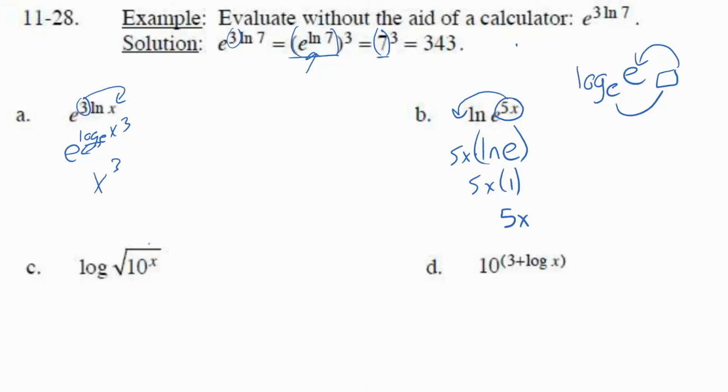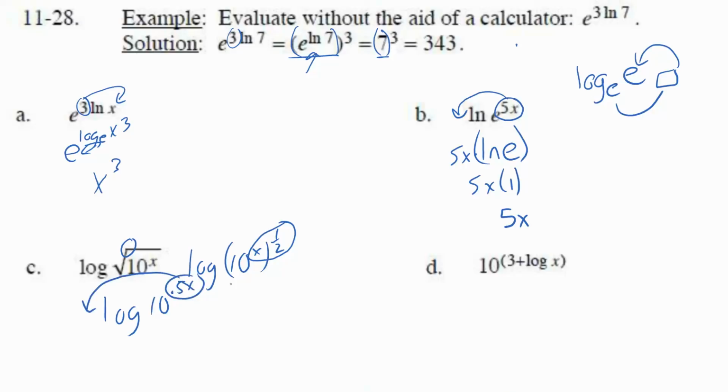Very similar here. A square root is a 1/2 power. So we can rewrite that as log of 10 to the x to the 1/2. We can multiply these. So it's actually log of 10 to the 0.5x, and that power can go to the front, 0.5x times the log of 10. The log of 10 is very similar to the natural log of e. 10 to what power is 10? 1. So your answer there is 0.5x.